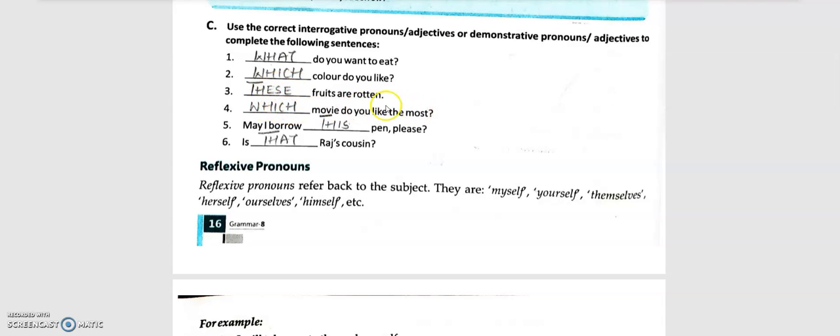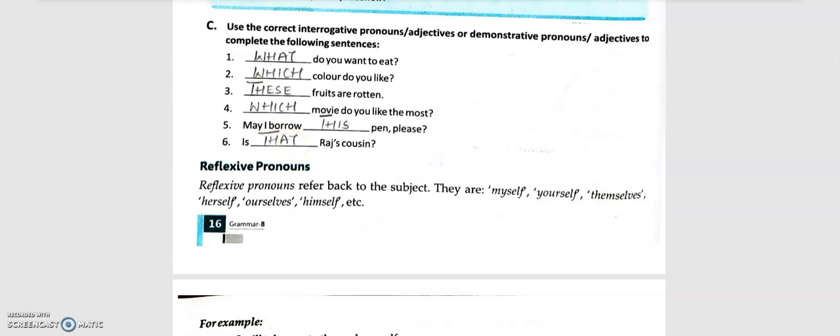Which movie do you like the most? This is a question. May I borrow this pen? Okay, so we are talking about a pen that is in my hand. May I borrow this pen? And this is singular because pen is also singular. Is that Raj's cousin? Now there's somebody we see far away. That is why we are using that.